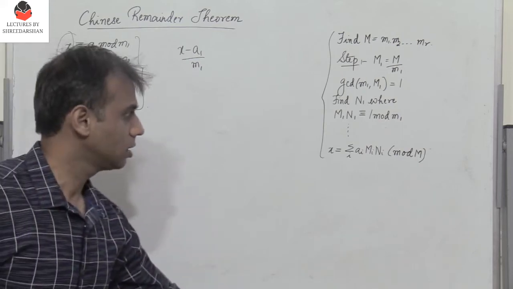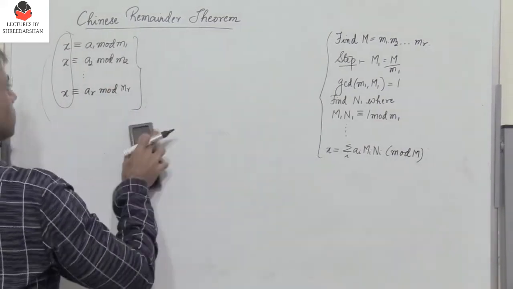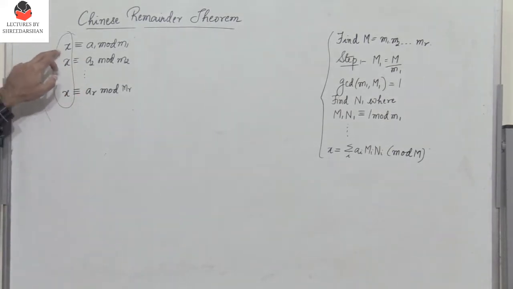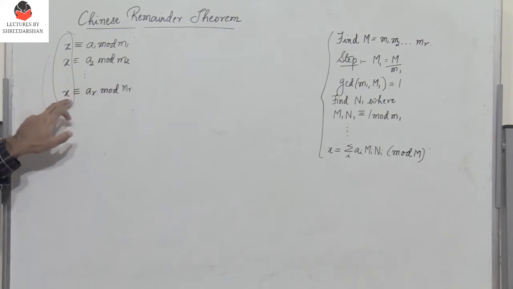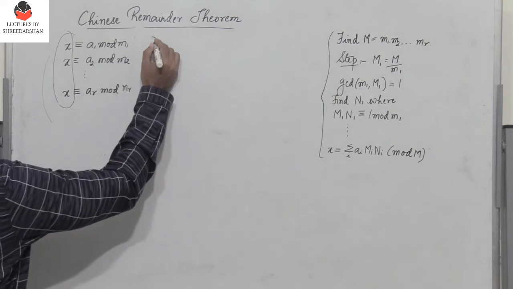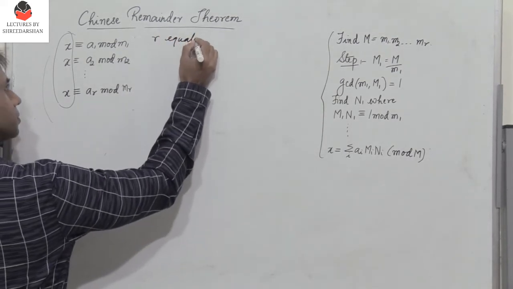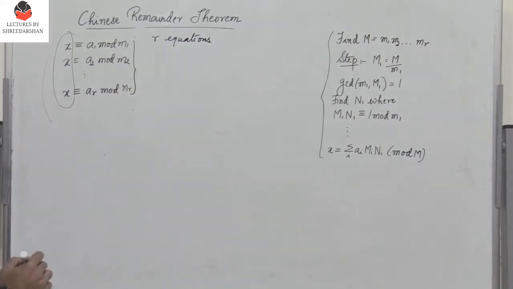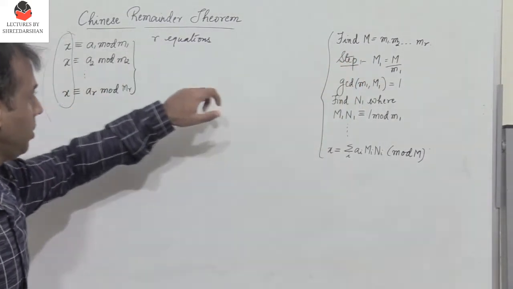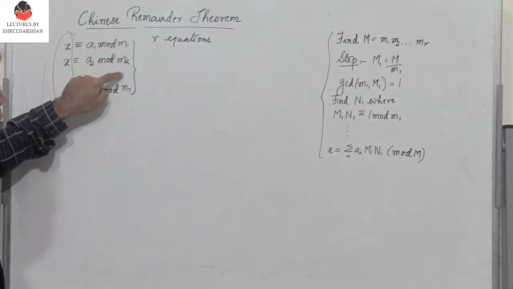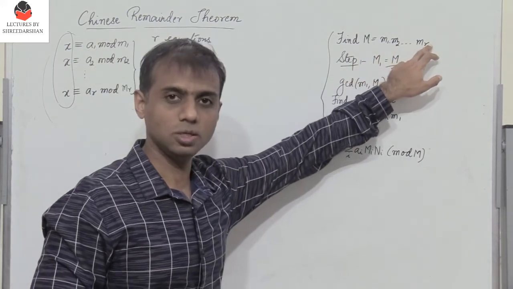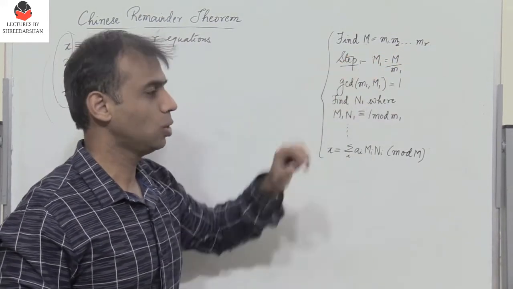Now given our equations as shown here, I have x congruent to a1 mod m1 up to x congruent to ar mod mr. Hence I first calculate M. What is capital M? You multiply all the individual mod values: m1 into m2 into m3 and so on into mr. So you get the value of M.